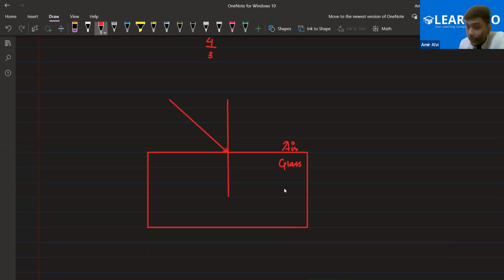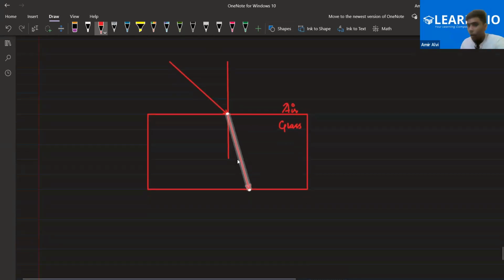As you can see, the light ray is going from rarer to denser, because glass is denser than air. So the light ray should bend towards the normal. Yes or no? Like this, look. It will bend towards the normal. There is no other medium inside the glass, so it will travel along its path like this. If it is bent, it will go along this line.